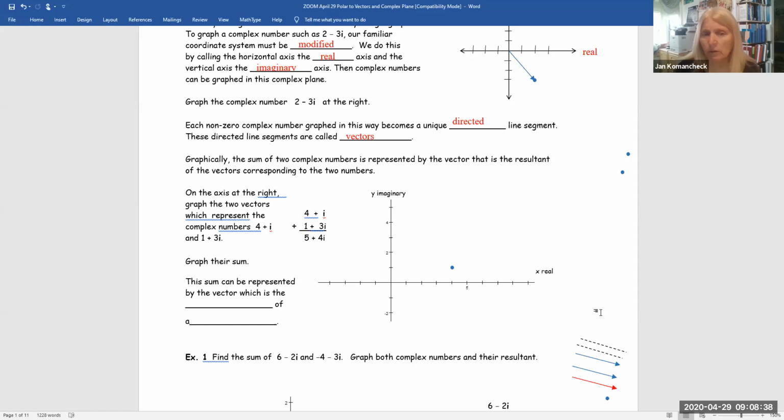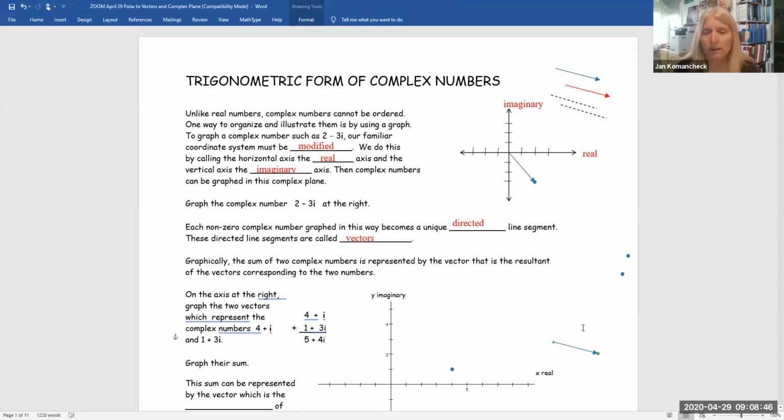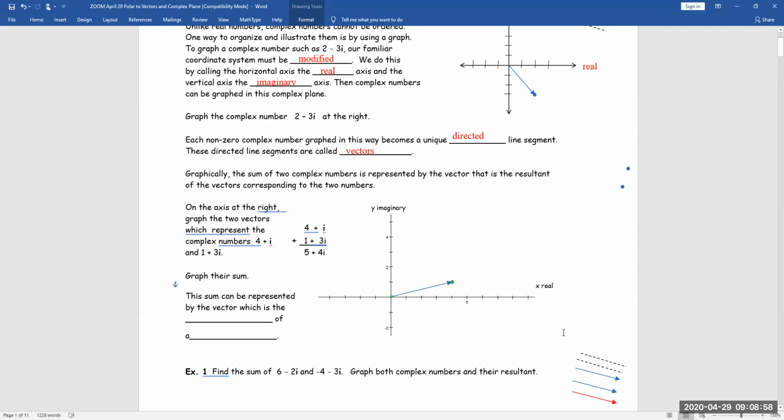I didn't hear you, correct? Yes. No, that's not correct. You don't just plot a point. What you do is you use an arrow, an arrow representing the number in the complex plane, which is not just a point, it is a vector here. And it has magnitude and it has direction.